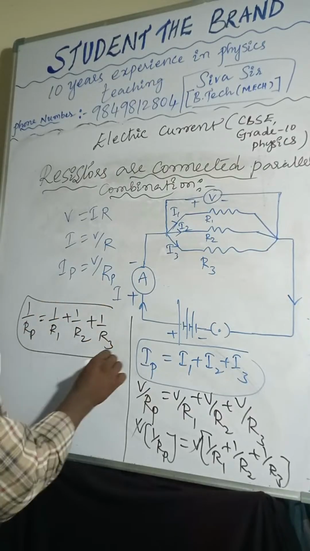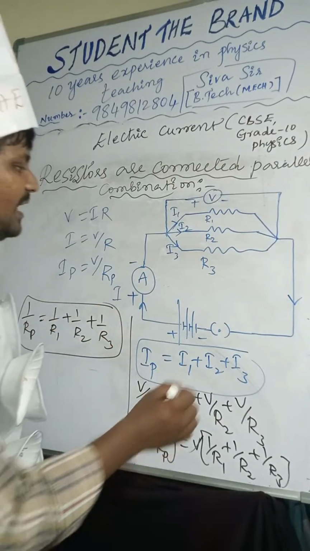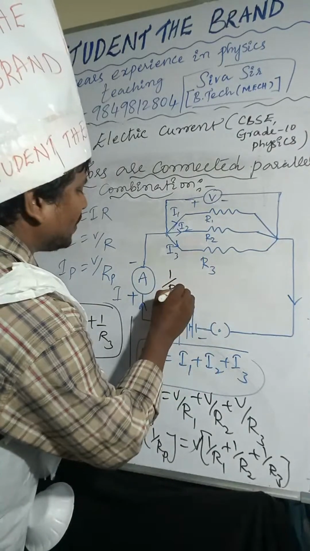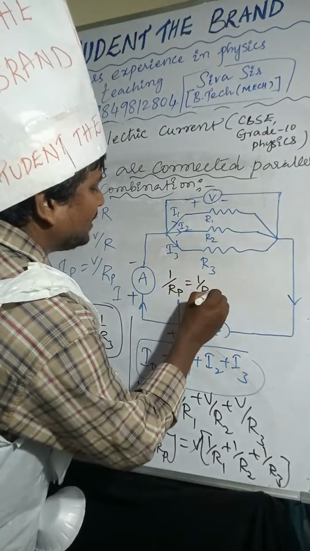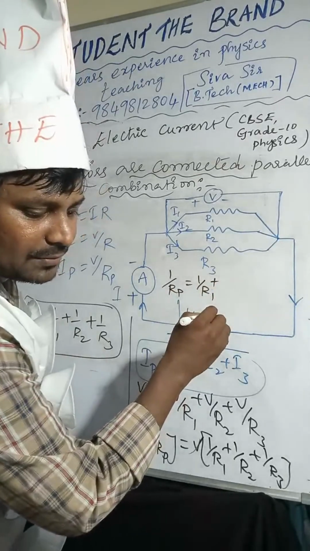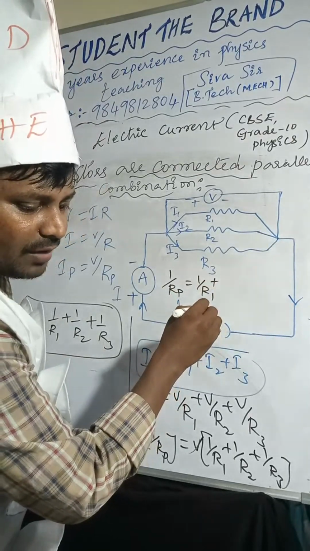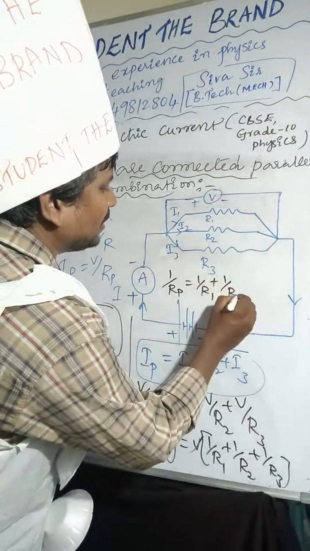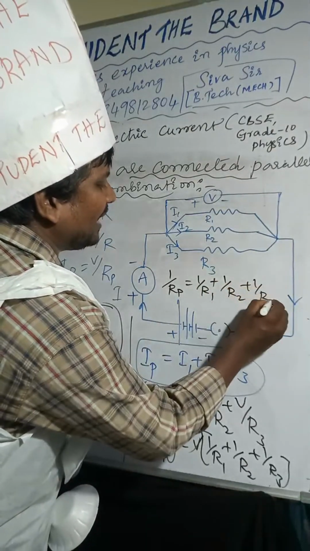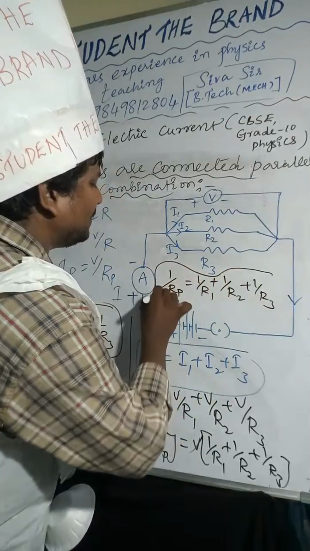Very, very important. So 1 by RP equal to 1 by R1 plus 1 by R2 plus 1 by R3.